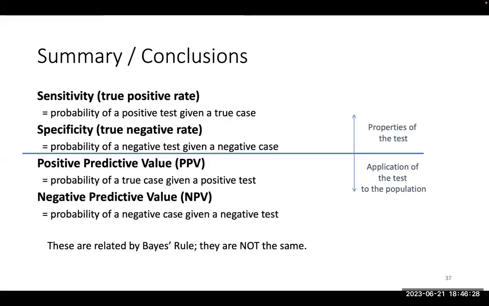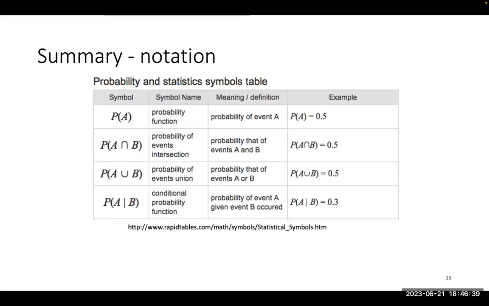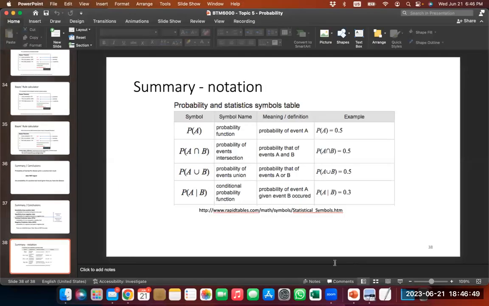Okay. So with sensitivity and specificity, we have the properties of the test, whereas with positive and negative predictive value, we have application of the test to the population. That's just the summary of the notation. Okay, any questions on any of this? All right. Then let's go towards the examples.